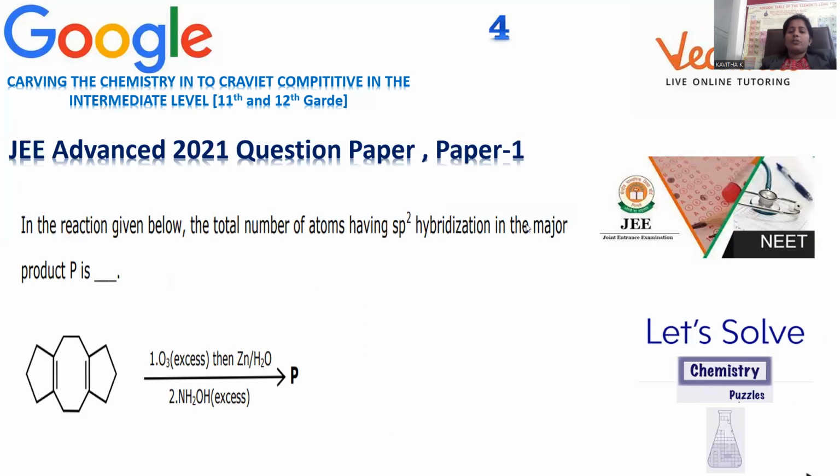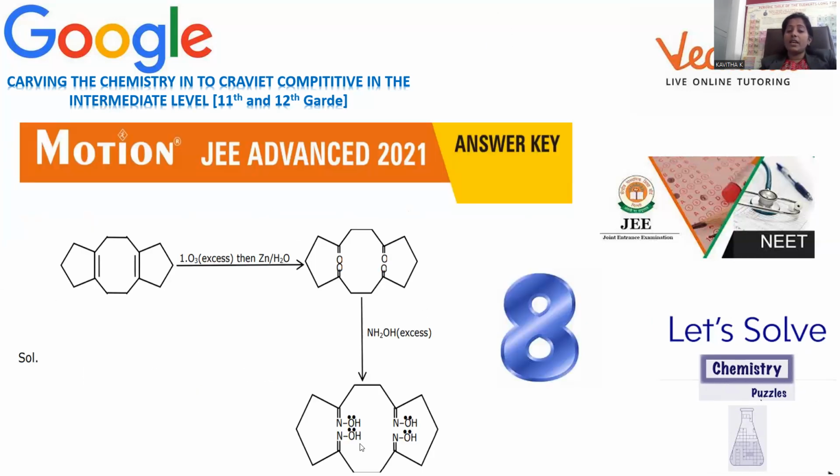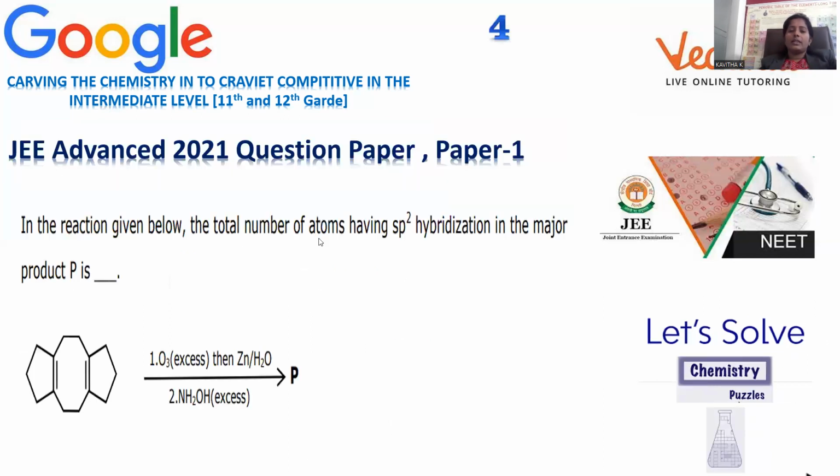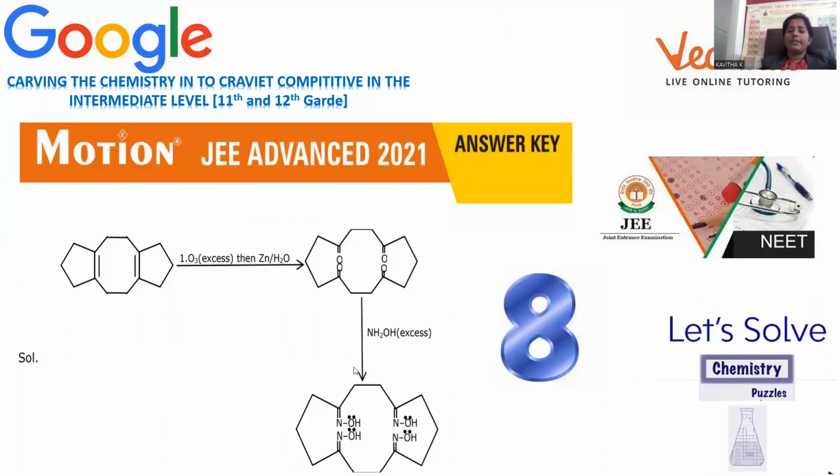The question asks for the number of possible sp2 hybridized atoms, not carbons. If they are asking only carbons, we should be more careful regarding the answer. If they are asking only sp2 hybridized carbons, the value will be halved. Carbons are 4, nitrogens are 4, so the entire sp2 hybridized count is 8. So the correct answer for question number 4 will be 8.